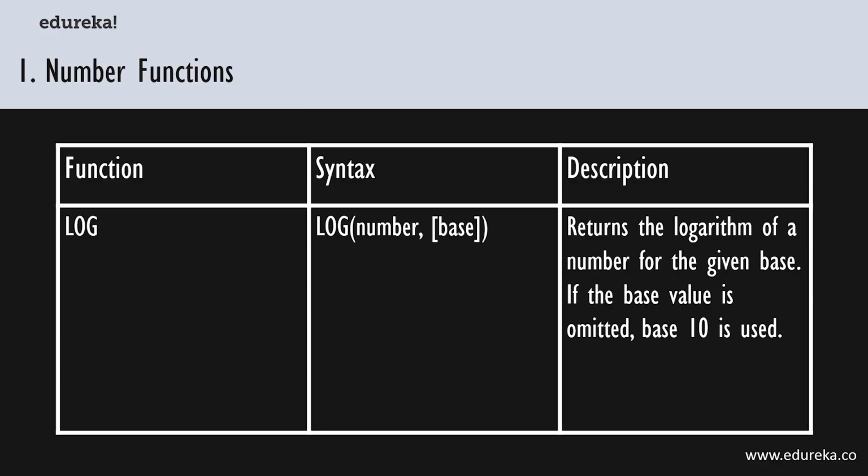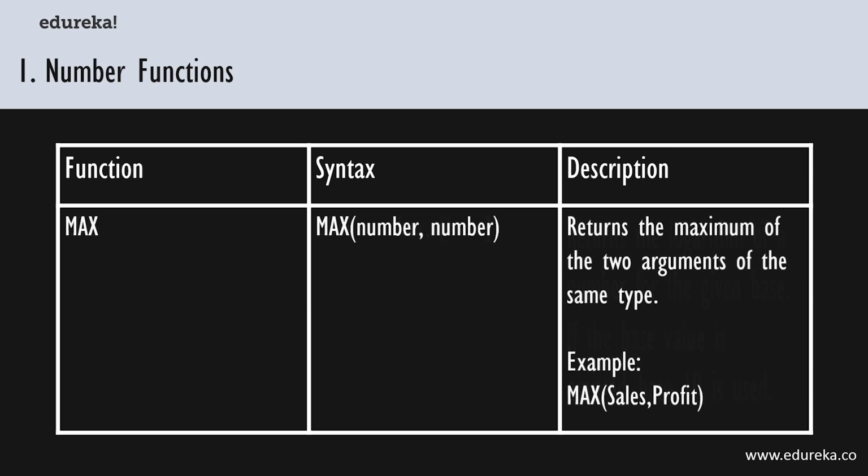Pretty simple. Next, we have max, which, as the name suggests, returns the maximum of the two arguments which are passed. Now, the arguments must be of the same type, and this function returns null if either argument is null. So max can also be applied to a single field if it is used as an aggregate calculation, which I'm going to cover in a later segment of this particular session.